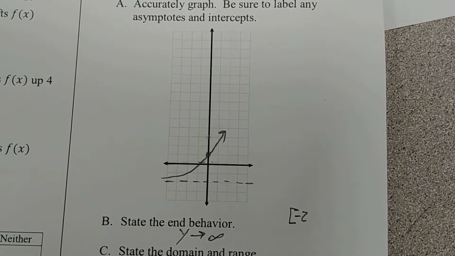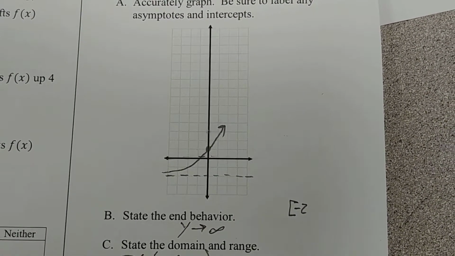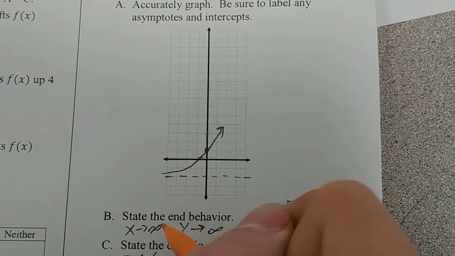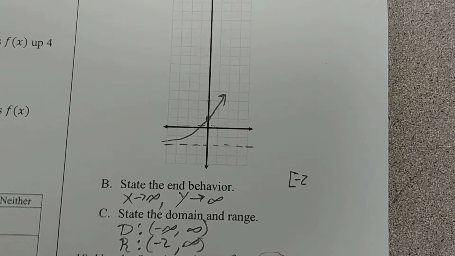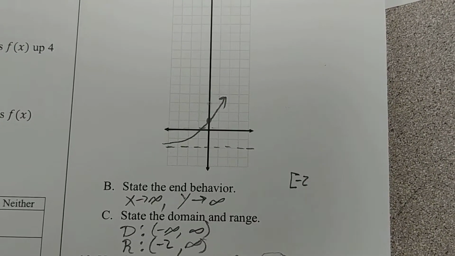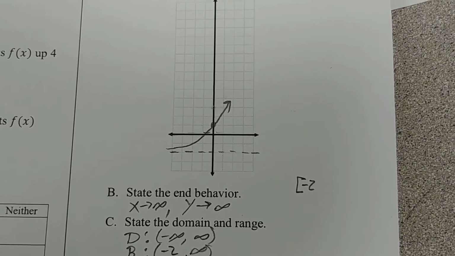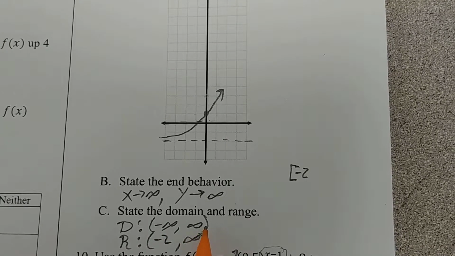Okay, the end behavior. The end behavior is that as x goes to infinity, my y value also goes to infinity. Stating the domain and the range. Well, it goes from left, negative infinity, all the way to right, positive infinity. So my domain, left and right, is negative infinity to positive infinity.